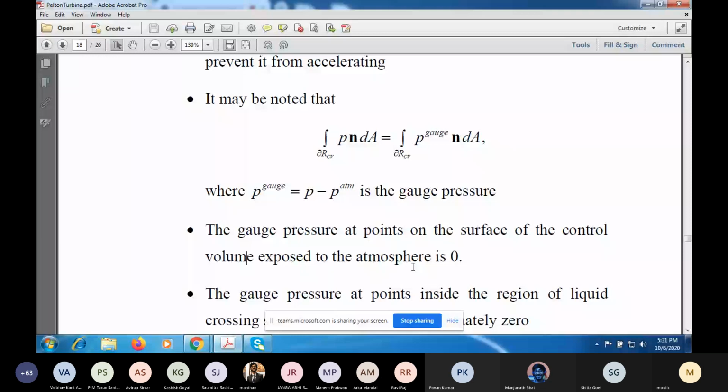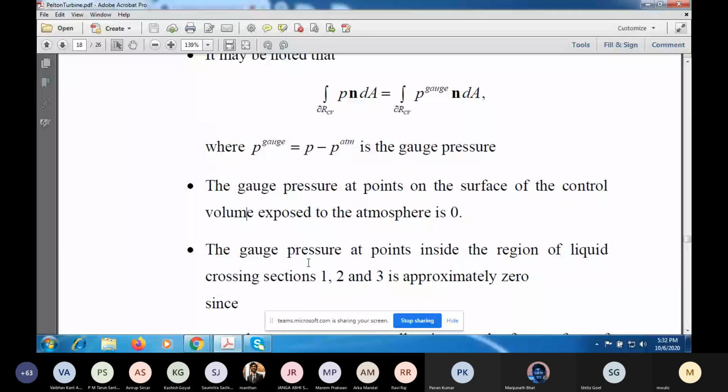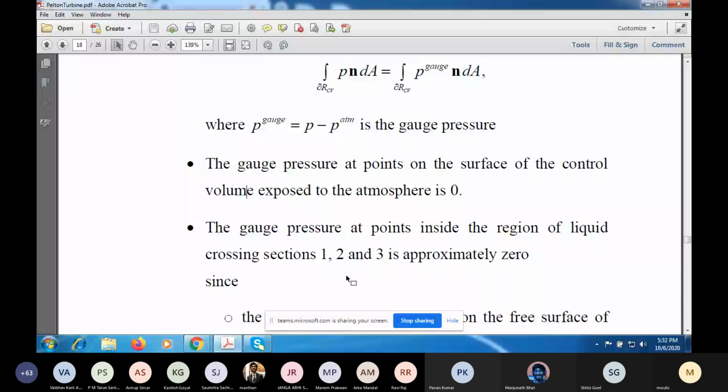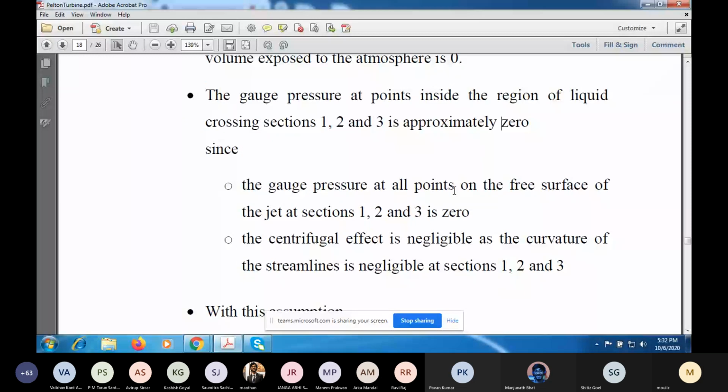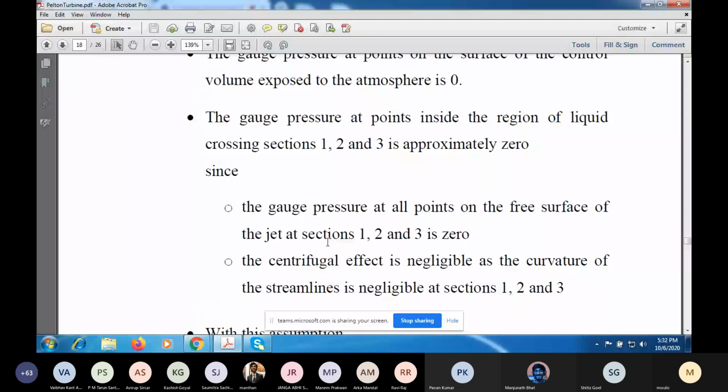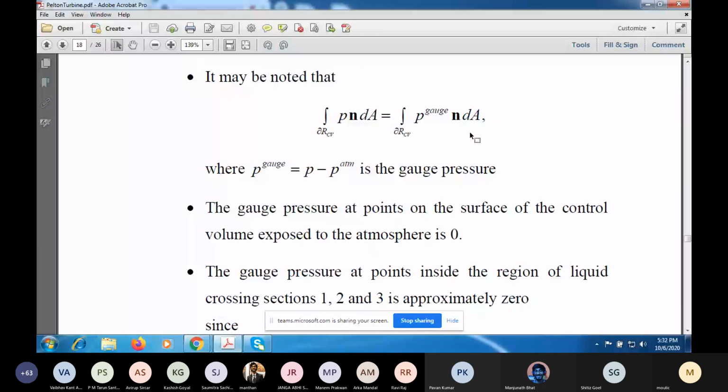And the gauge pressure at points inside the liquid crossing 1, 2 and 3 may not be exactly zero, but we are assuming it to be zero. Justification I've already given: the jet is surrounded by air all around and the centrifugal effect is negligible. So the gauge pressure is zero everywhere. So if you integrate 0 over the surface, you are going to get 0. So the net force due to pressure cancels out.